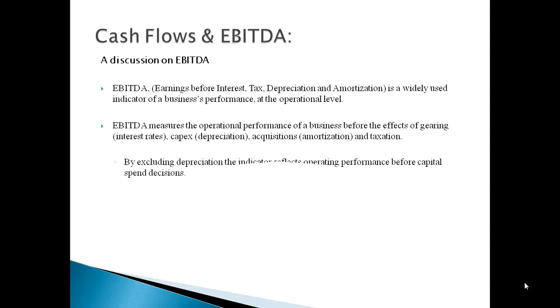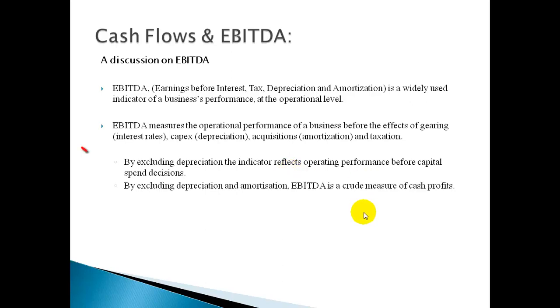Just some things about EBITDA. By excluding depreciation, the indicator reflects operating performance before capital spend decisions, as I said above. So if we have two different companies in two different industries, and one industry is highly capex intensive, you have to spend a lot of capex year on year, and you have company B that is a service company with very little capex. If I look at their profits after depreciation, I'm going to get a very different indicator of profitability. So let me ignore capital requirements, and now I can start seeing how we are comparing two businesses that are not in the same industry, and I can see which one is being managed more effectively.